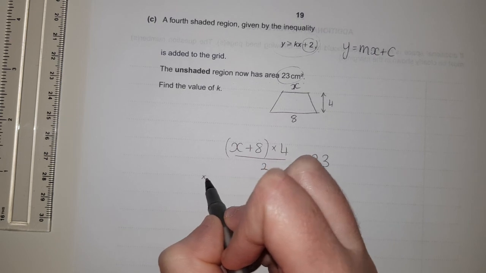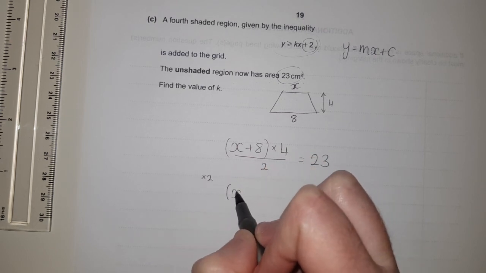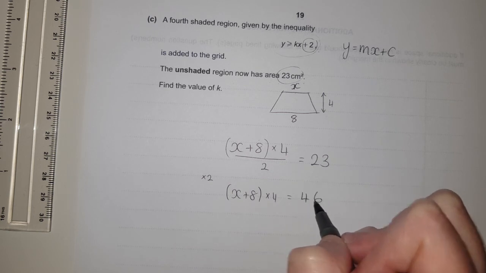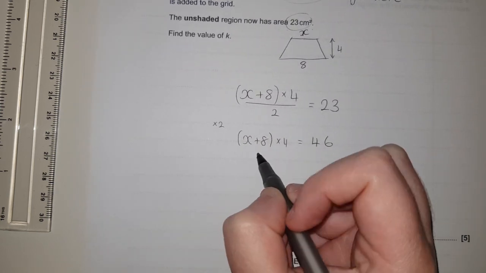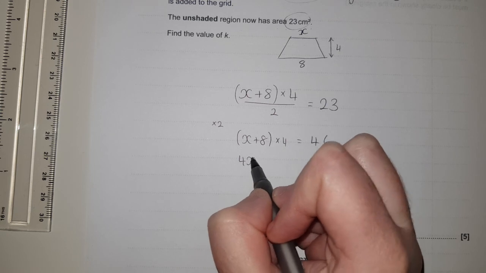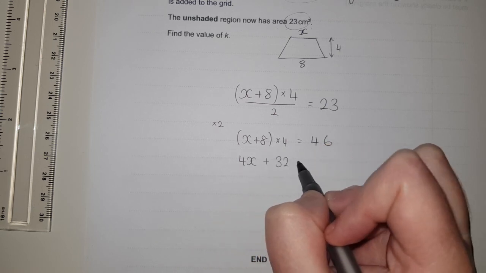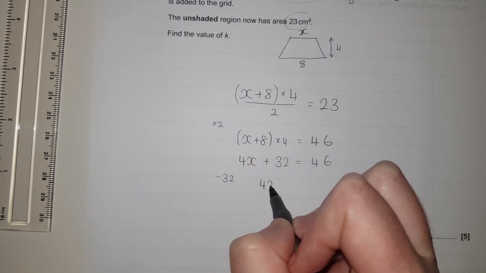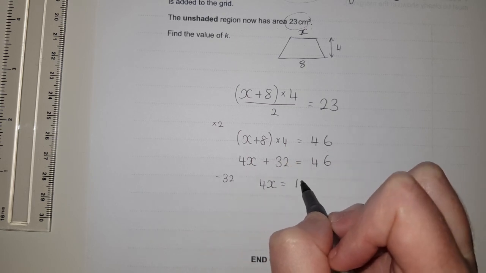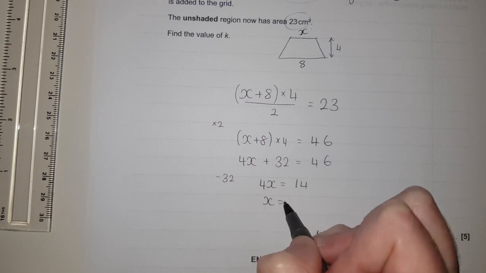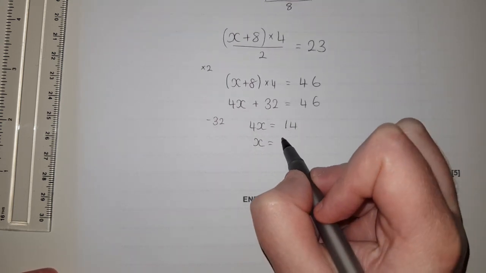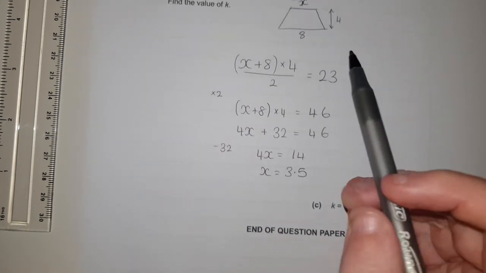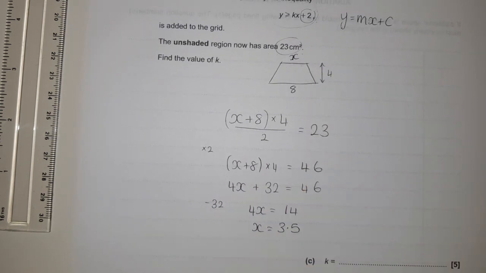So first thing we're going to do is times by 2, and I get x plus 8 times 4 equals 46. If I expand the brackets, I get 4x plus 32 equals 46. If I subtract 32, I get 4x equals 14. And then if I divide by 4, I get x equals 3.5. So that means I need this distance along the top here to be 3.5.